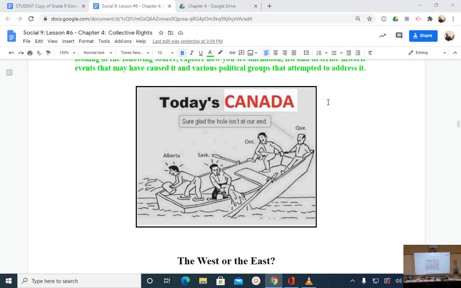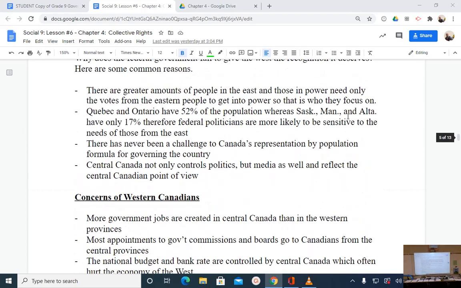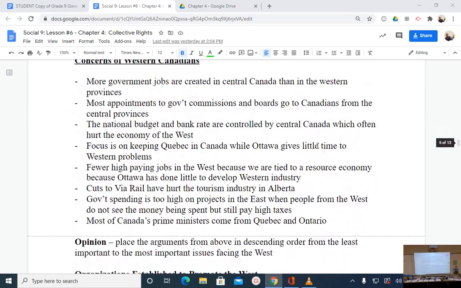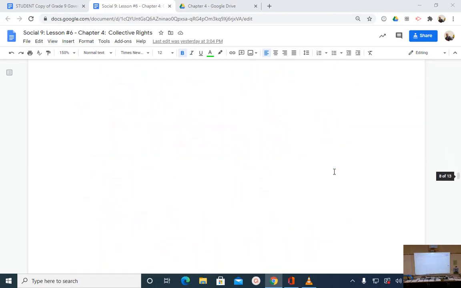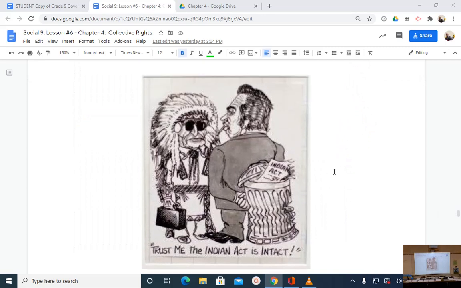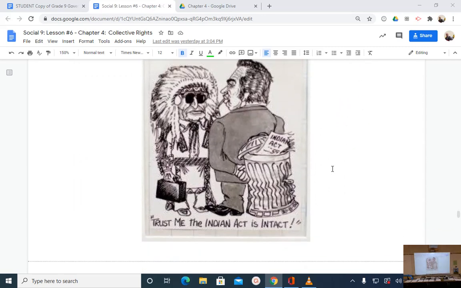All right, let's look at one more before we go outside and shiver in our mask break. So we have some more stuff that we're going to learn about Western alienation, so I'm going to skip that for now. We'll come back to it. All right. So, second cartoon.